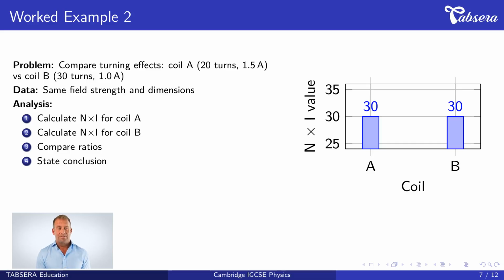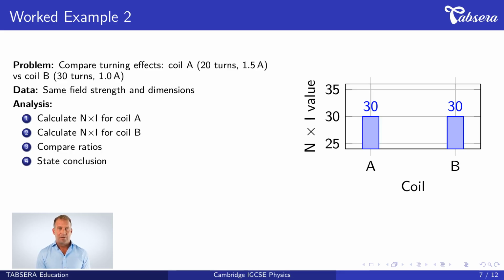Example 2 applies the same principle to compare different coils. The problem is, compare the turning effects of coil A with 20 turns carrying 1.5 amperes versus coil B with 30 turns carrying 1.0 amperes. The data shows both coils have the same field strength and dimensions. Now we analyze. First, calculate N times I for coil A. This gives 20 times 1.5 equals 30. Second, calculate N times I for coil B. This gives 30 times 1.0 equals 30.